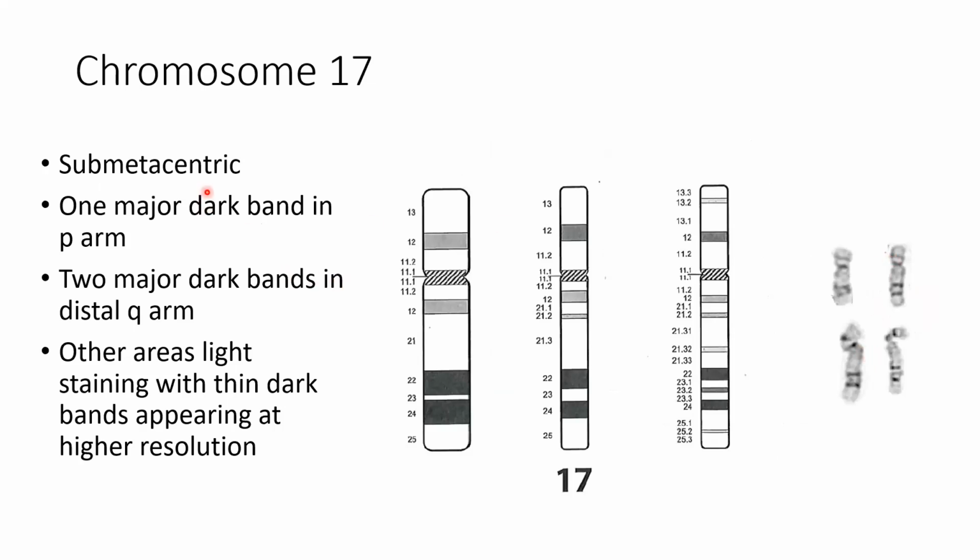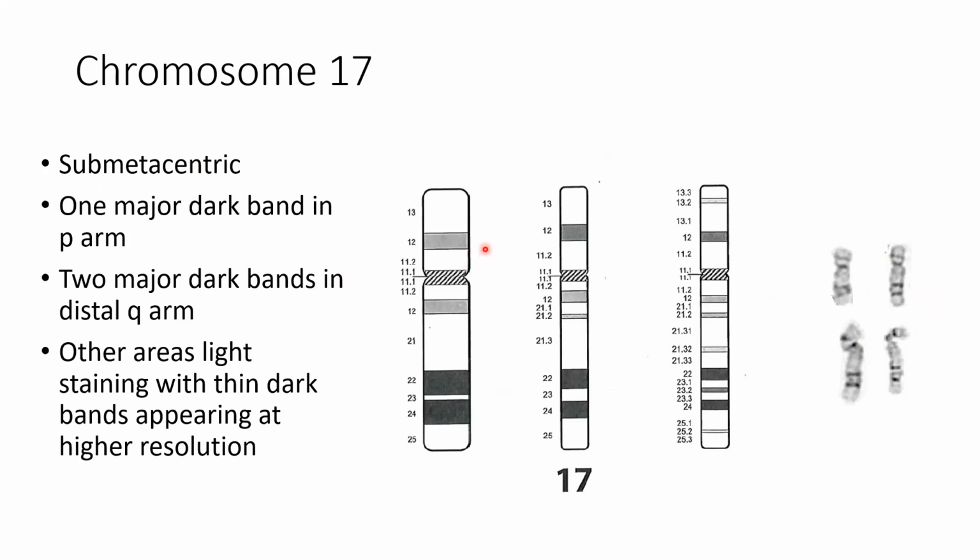So again, chromosome 17 is submetacentric. Actually, I think I misspoke earlier. This group has pretty good representation of metacentric and submetacentric. Not all of them are metacentric.